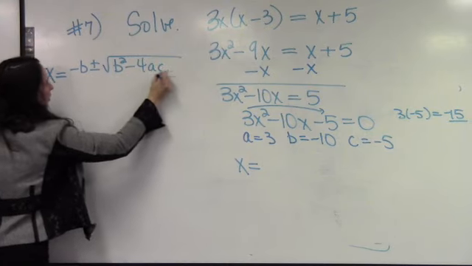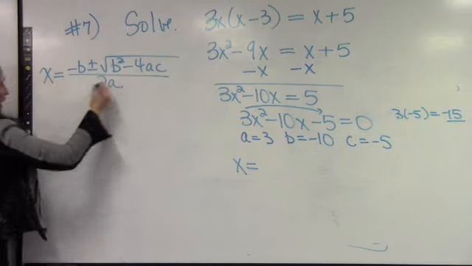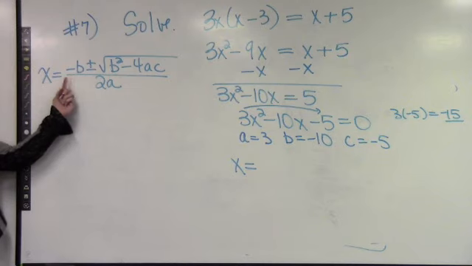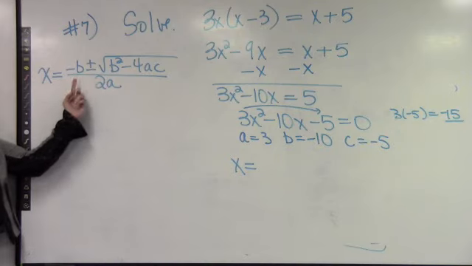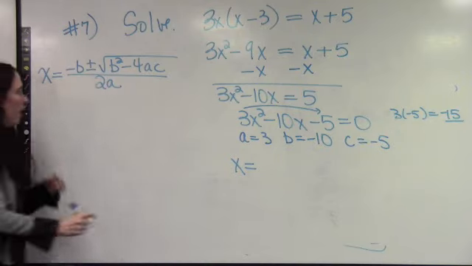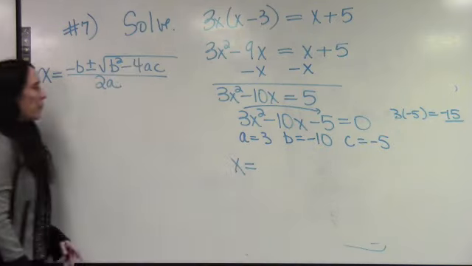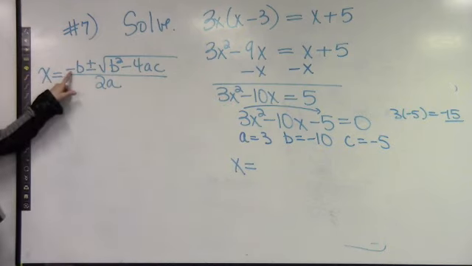Minus 4AC over 2. And we have to be careful because that division line has to go all the way across to B, dividing the negative B by the 2A, right? That division line has to go across. All right, so x is going to equal the opposite of B. That's what that negative in front of that B is telling me.